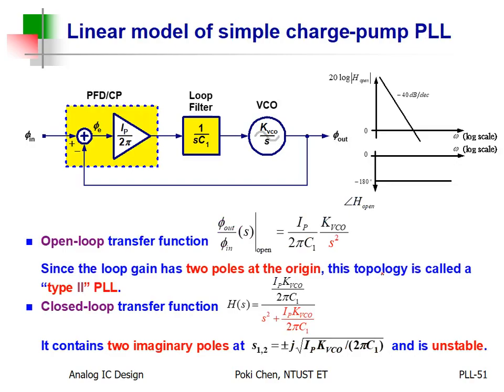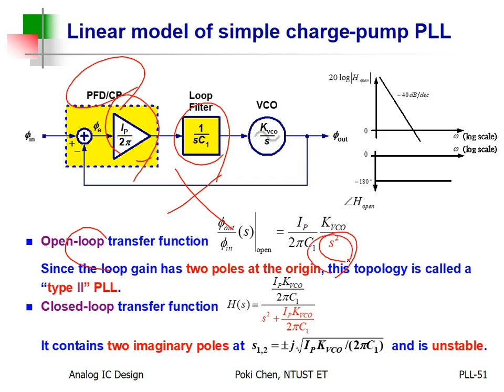So for the charge pump and phase frequency detector, we have this. And this is the loop filter, one capacitor. Okay? And again, you cut it to have the open loop transfer function. The square of S means two poles at the origin. We call it type 2. Okay? So that is type 2.